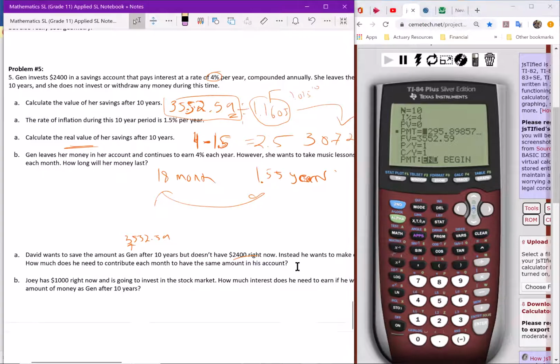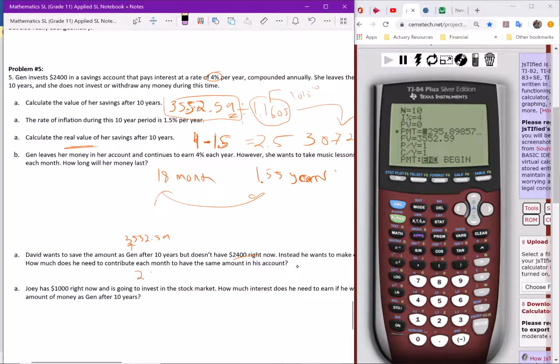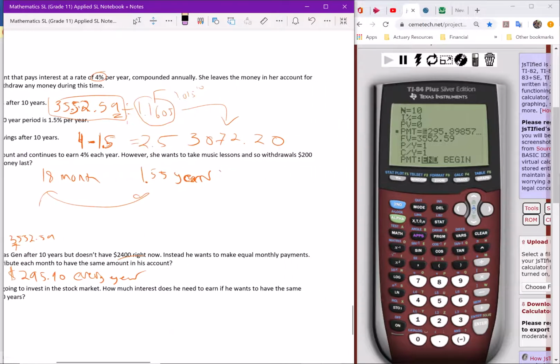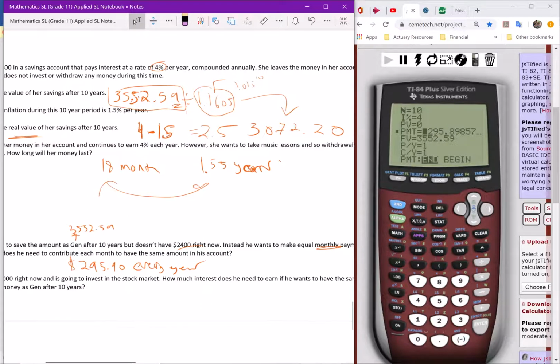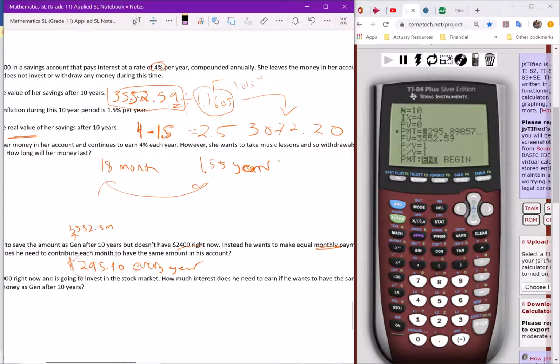And again, now you have to figure out, is that 295 every month or every year? And so remember down here, this is just 1, right? And these are years, so it's 1 per year. So this is contribute $295 every year, right? And the question is, he's going to make equal monthly payments, so you need to take that number and divide by 12 to figure out the monthly payment, okay?